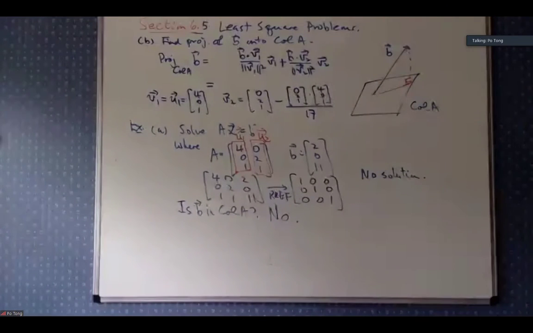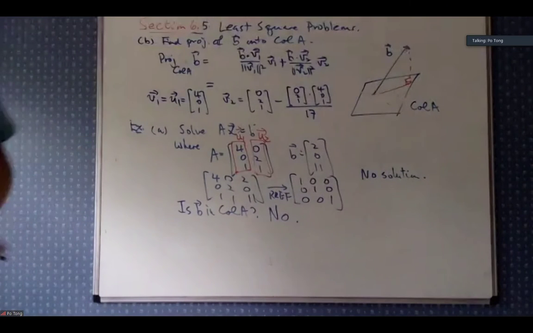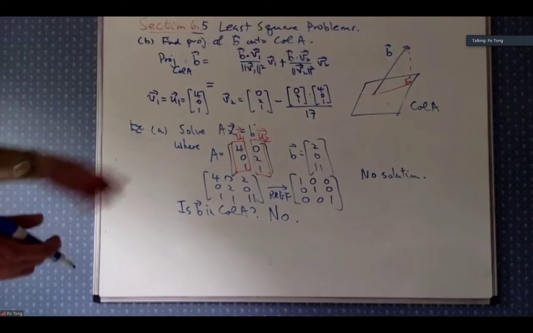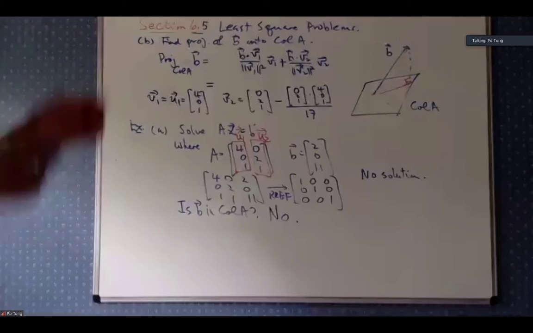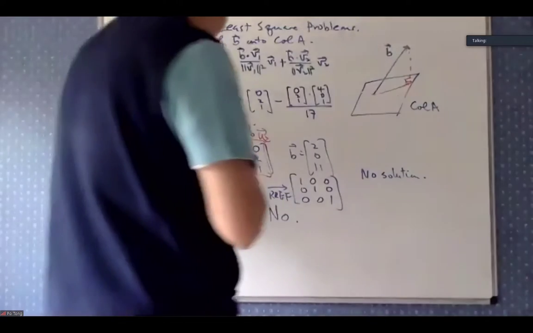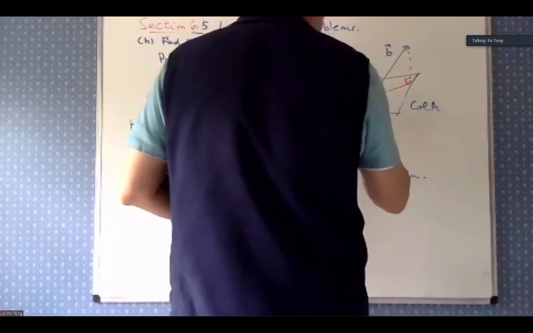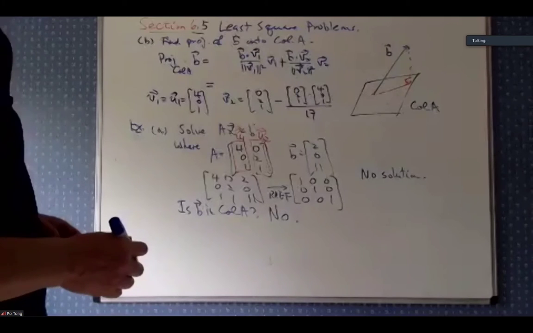Are you guys following me? So this will be my V1 and V2, and they will be orthogonal. And this guy is going to be equal to what? I'm running out of space. What do I do?